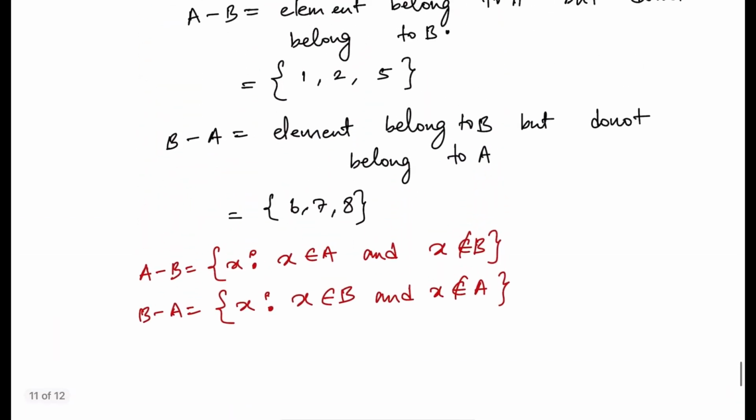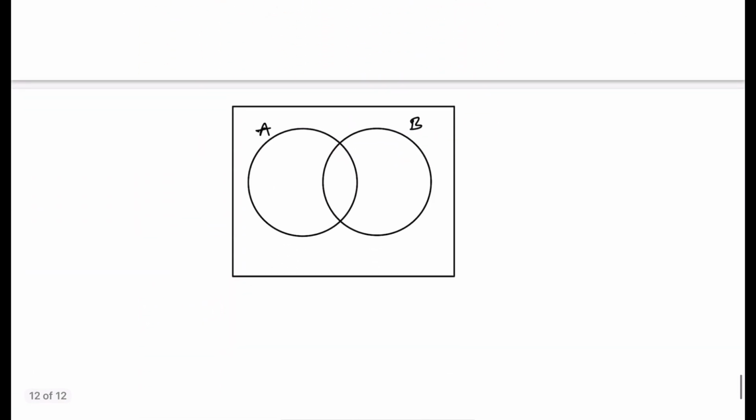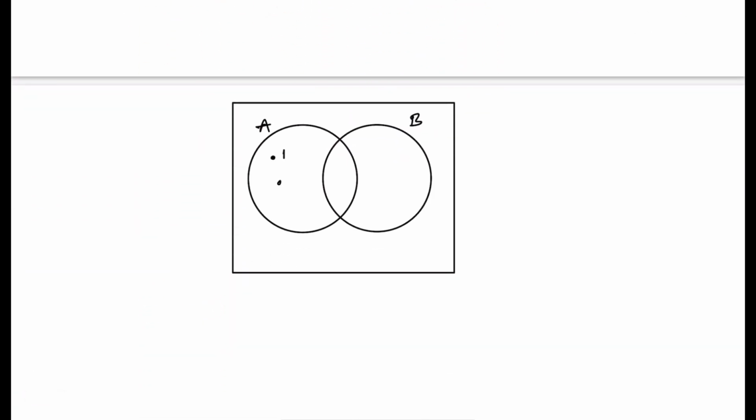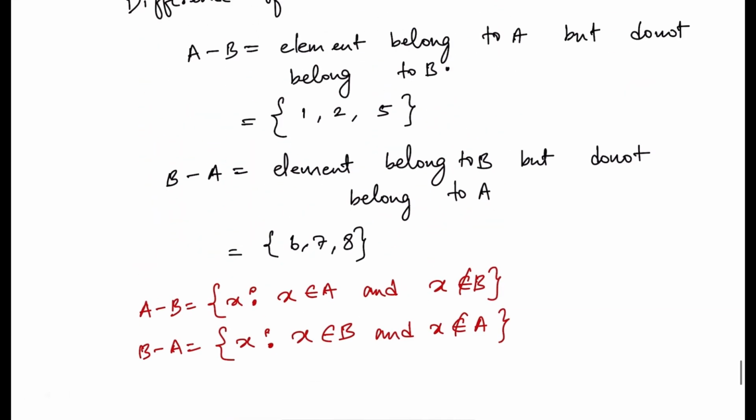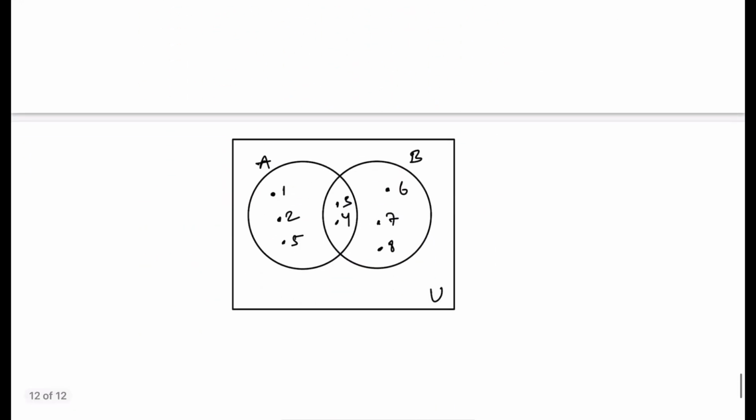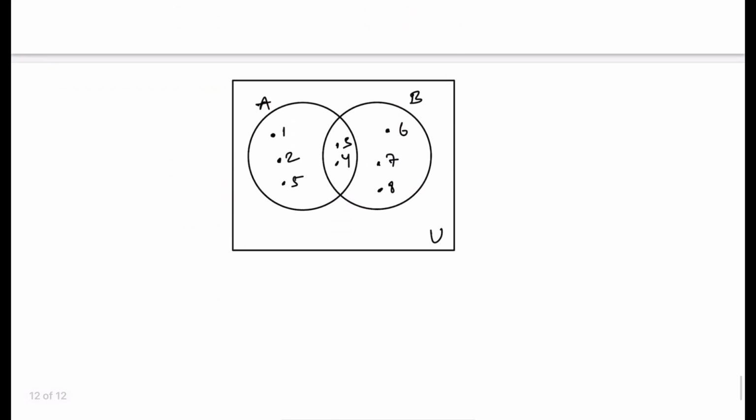So A minus B, what are the elements? A minus B has 1, 2, 5. The common elements were 3 and 4, and B minus A has 6, 7, 8. So this was a general Venn diagram. Now see what elements A minus B has: 1, 2, 5. Check the region that has 1, 2, 5. So this is the region that has elements 1, 2, 5.